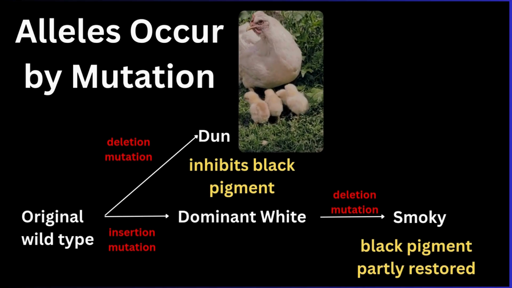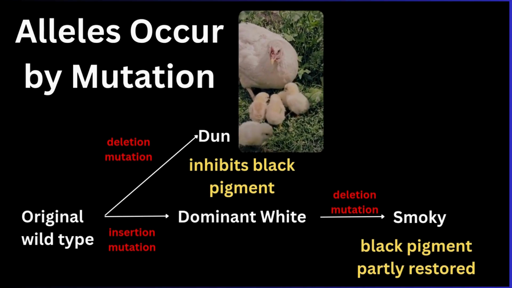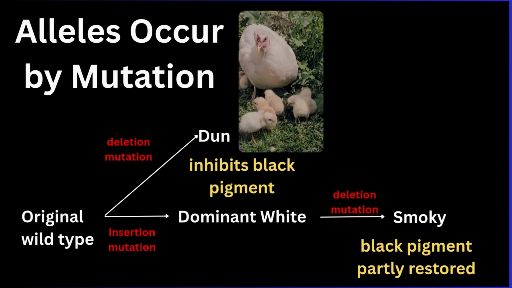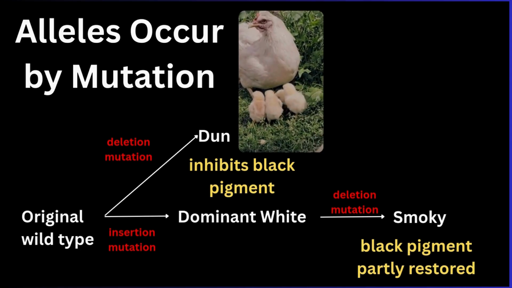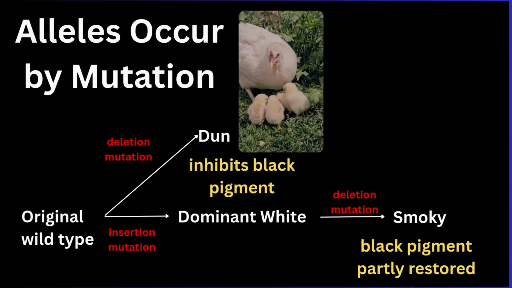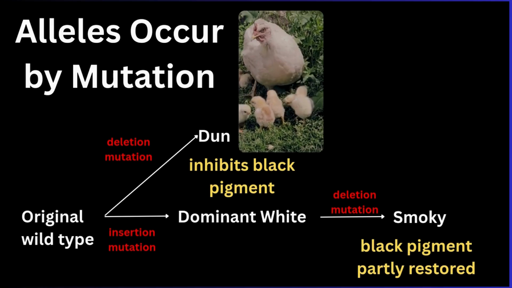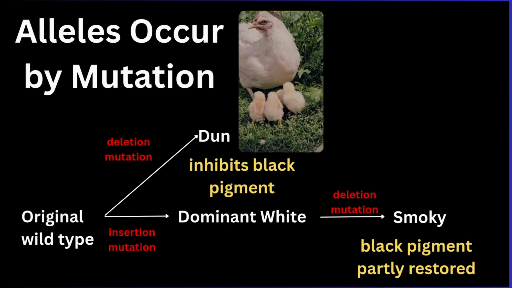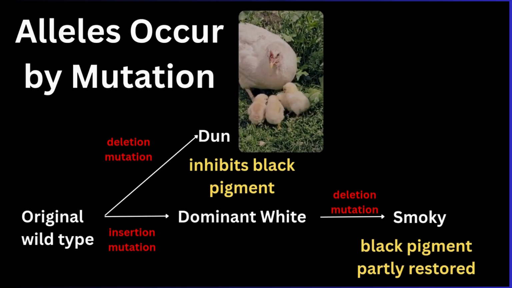We'll take a quick look at our dominant white gene example to see how gene variants occur in chicken genes. An insertion mutation converted the original wild-type allele into the dominant white allele. A deletion mutation converted it into the dun allele. Both the dun and the dominant white inhibited black pigment. The dominant white allele itself was then mutated by a deletion mutation into the smoky allele, and black pigment was partly restored.